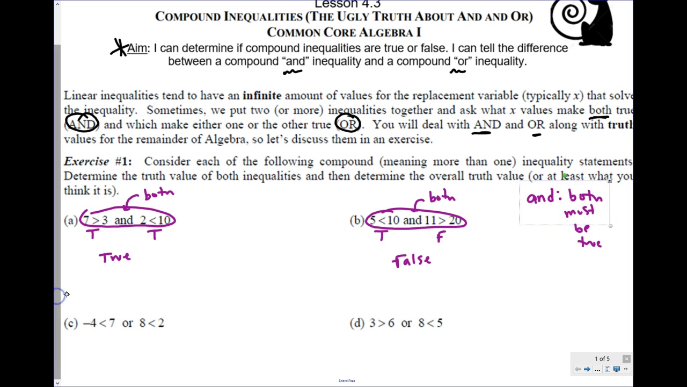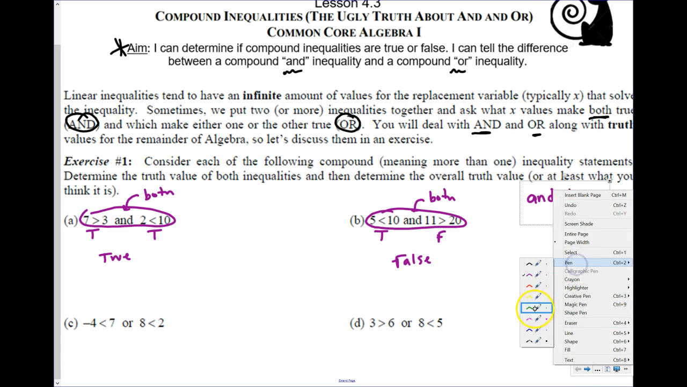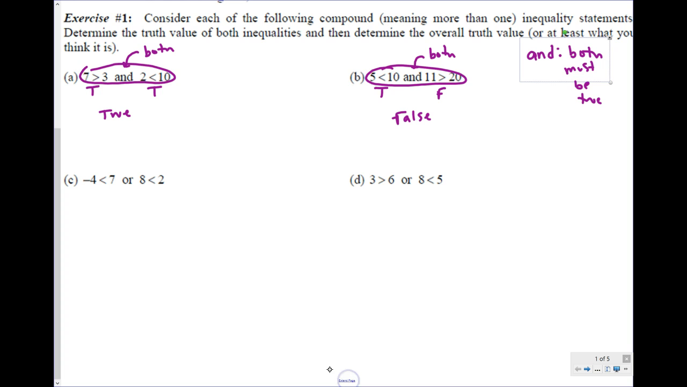Alright? Let's take a look at C and D that use "or" statements. C says negative 4 is less than 7. That's true. Or 8 is less than 2. 8's not less than 2. But "or" just means that one has to be true. Is at least one of these true? Yep, this first one is true, so the whole thing is true. Okay? It doesn't matter that this one is false. At least this one was true, so an "or" statement is true.